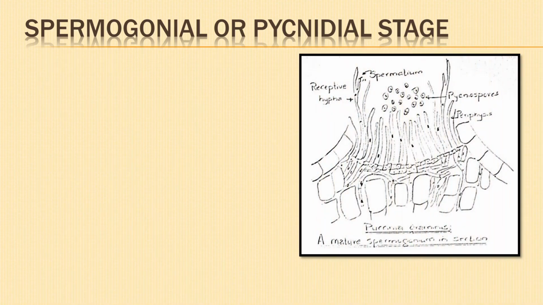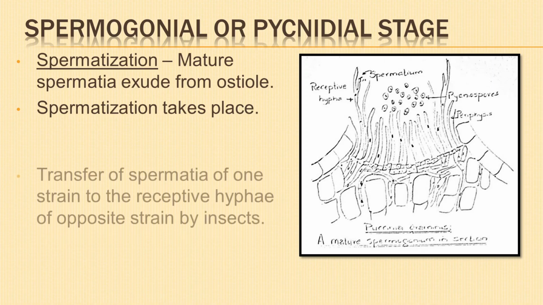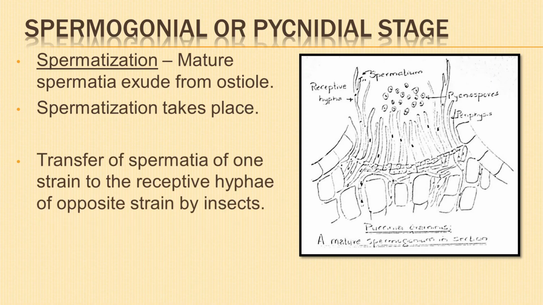Now, let us understand spermatization. The mature spermatia exude from the ostiole of spermogonium in a drop of sticky nectar along with the receptive hyphae. Spermatization takes place between spermatia of opposite strains. The transfer of spermatia of one strain to the receptive hyphae of the opposite strain is effected by insects.